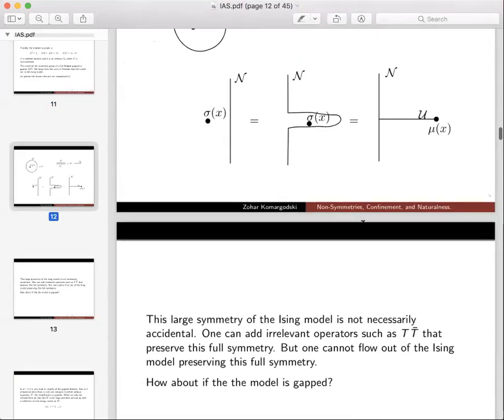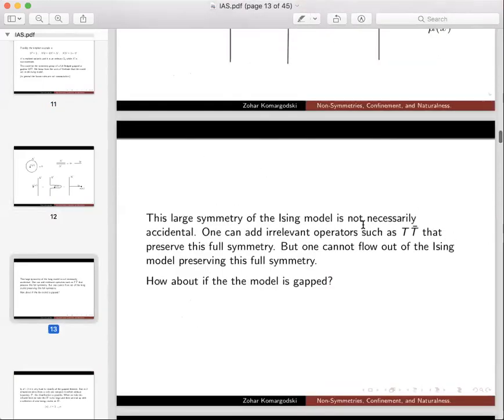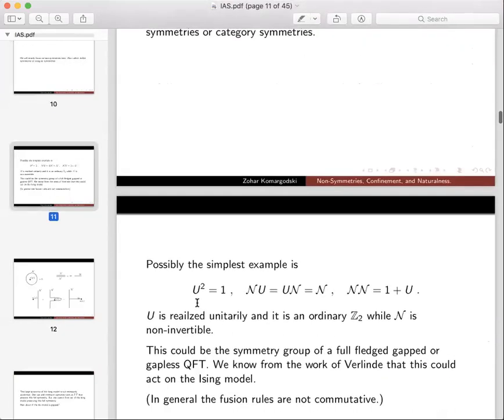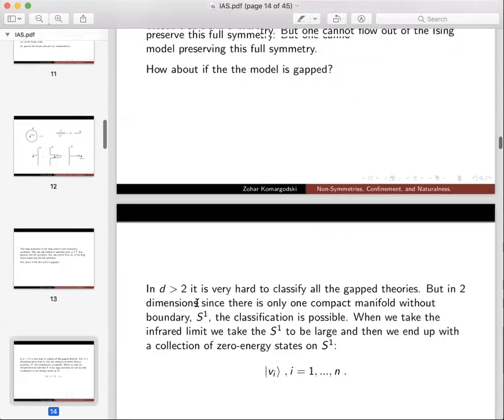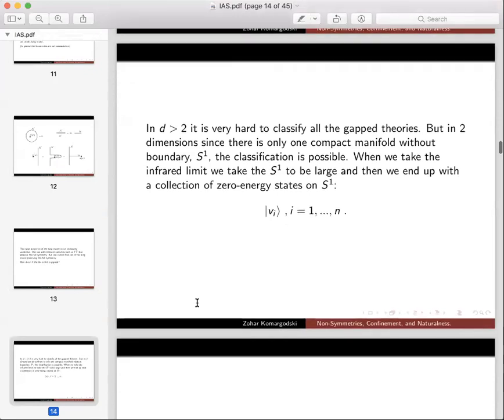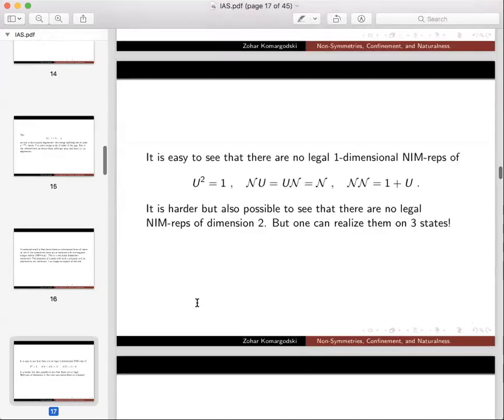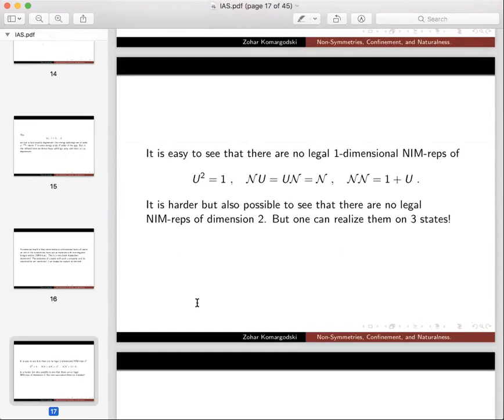So what do you mean by gap? You said it's gapless. I just said that this kind of symmetry can be realized on gapless states, such as the Ising model at the fixed point, but it can also be realized on gapped states. And the non-trivial claim that I made was that the smallest gapped state that it can be realized on has 3 degenerate vacua, which are gapped. 3 degenerate gapped vacua.